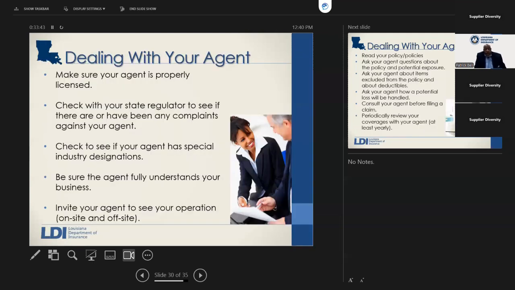All right, we're going to shift gears again and talk about dealing with your agent. Number one, make sure your agent is properly licensed, and you can do that on our website where it says find agents. Check with your state regulator, that is us, to see if there are or have been any complaints against the agent. Check to see if your agent has any special industry designations. A lot of times when you look at an insurance agent's business card, you may see these initials, CPCU, meaning that they are a chartered property casualty underwriter, meaning that they've taken these courses, passed the test, and fulfilled their continuing education requirements in order to maintain those designations. Be sure the agent fully understands your business. So that may mean they have to come out and see your business, see your operation, whether on-site or off-site or both.